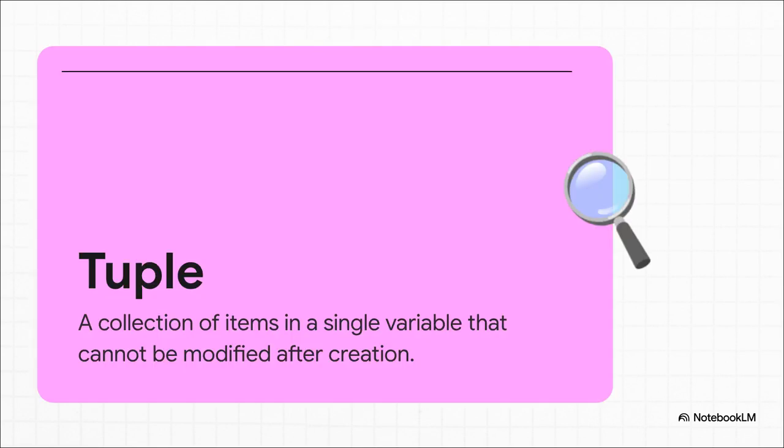And so that brings us to the crucial point. Tuples provide immutability. By definition, a tuple is a collection of multiple items stored in a single variable that simply cannot be modified after creation. Think of it as a sealed vault. The items inside, well, they can be viewed, they can be accessed, but they absolutely cannot be changed, added to, or removed once that tuple is locked in.